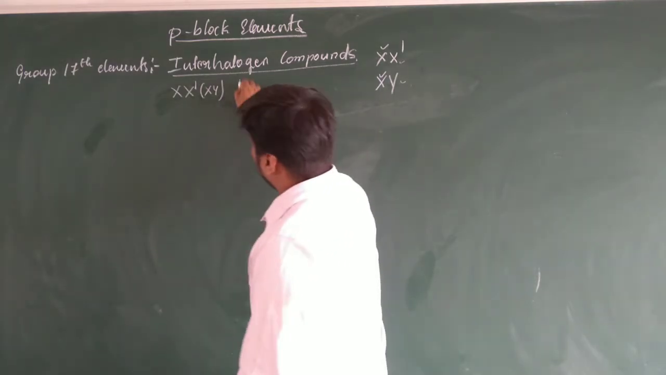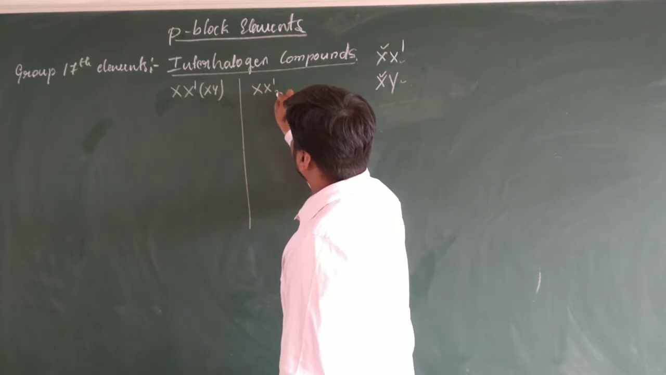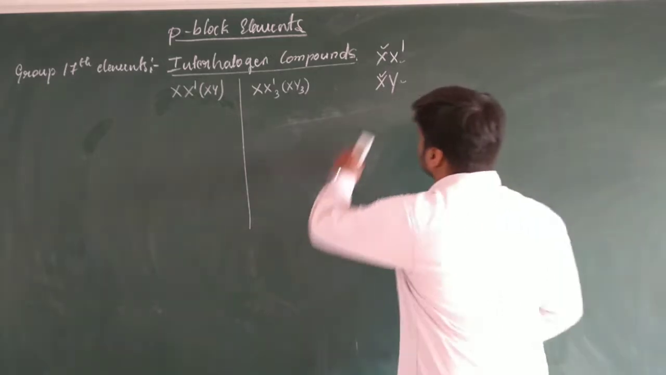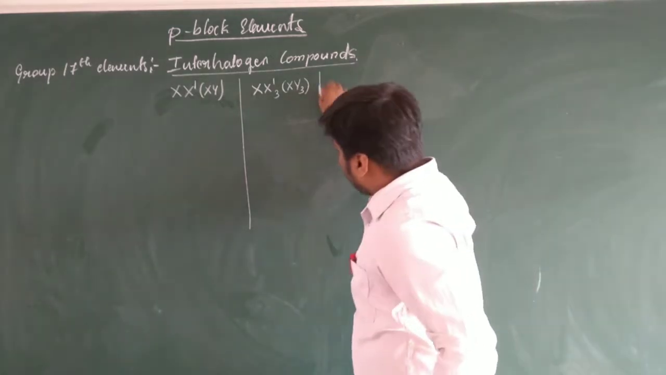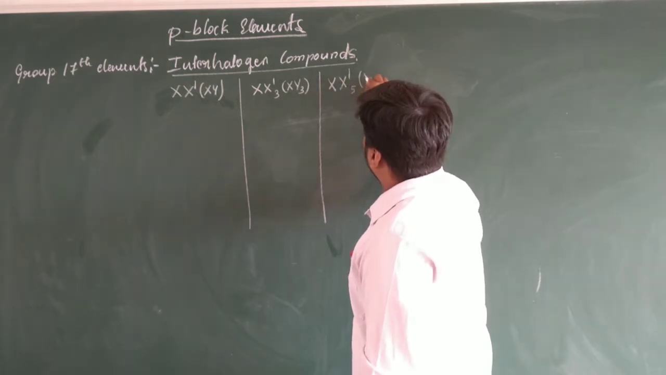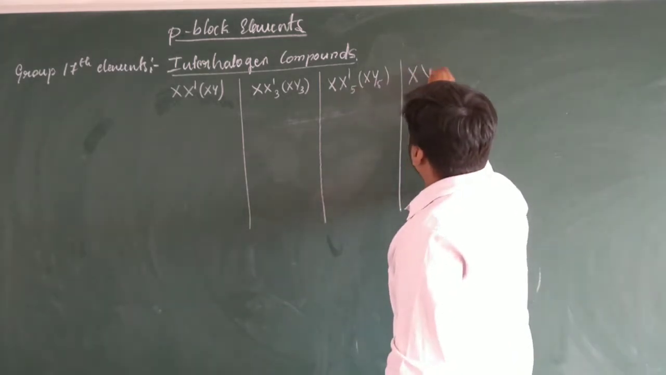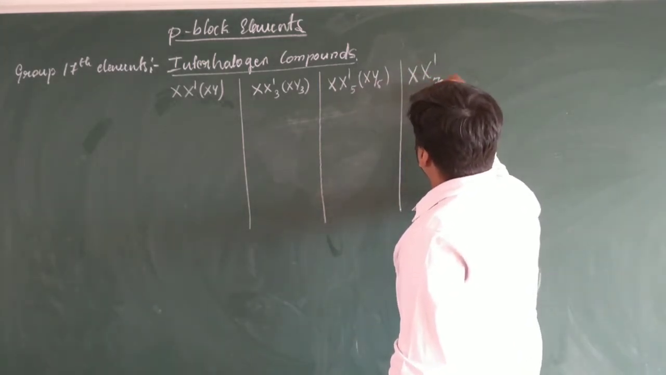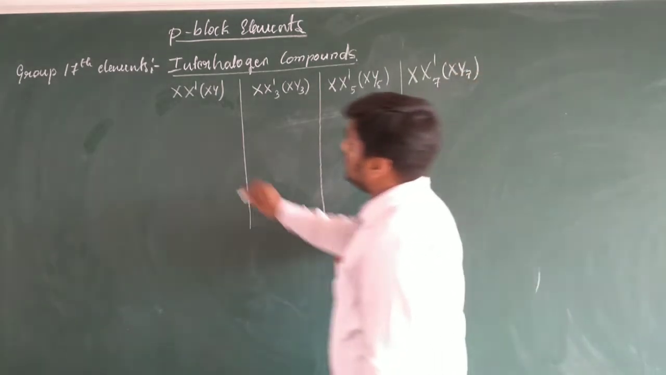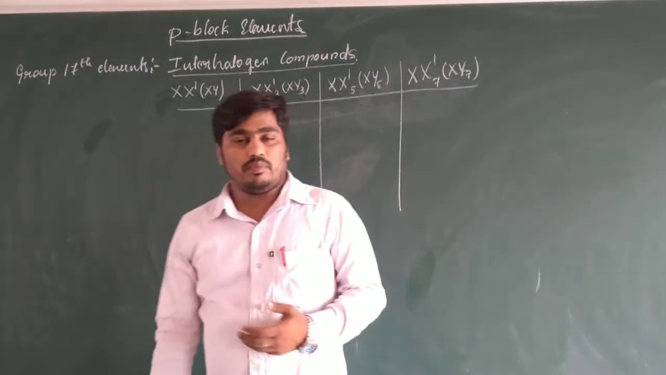The four different types of interhalogen compounds are XX dash, or XY. That is one type. Next, XX dash 3, or in terms of XY, XY3. Another type is XX dash 5, or XY5. And the last one is XX dash 7, or XY7. So these are the four different types of interhalogen compounds.